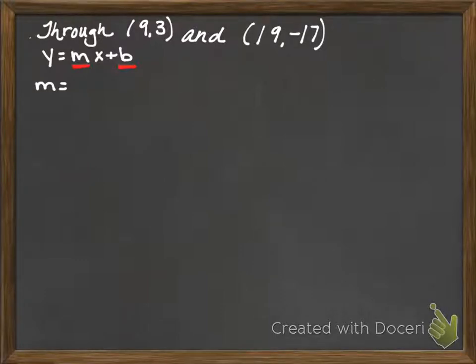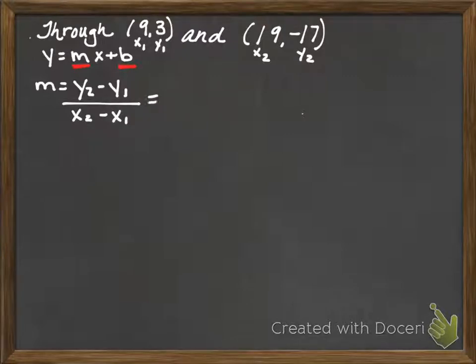So let's go ahead and label our 2. So we have 9 is going to be our x1, and 3 is going to be our y1. 19 is going to be our x2, and negative 17 is going to be our y2. So let's plug it into our equation. Remember, it was y2 minus y1 all over x2 minus x1.